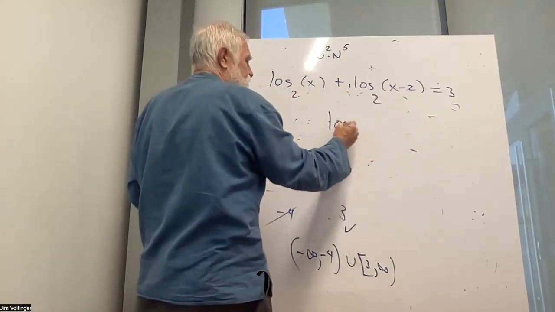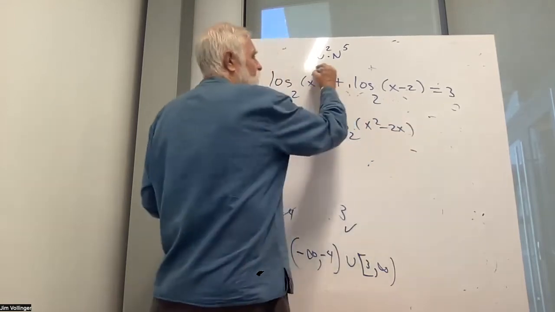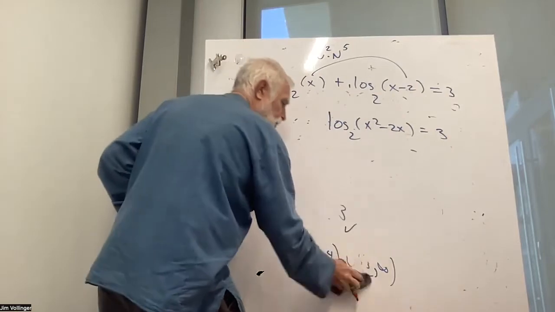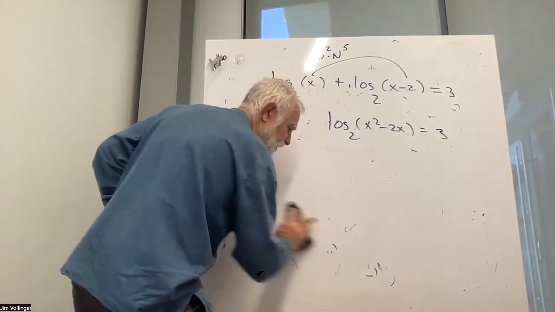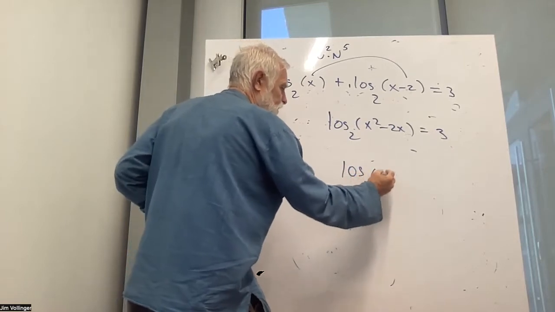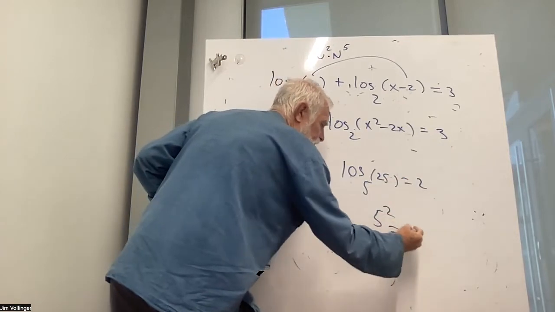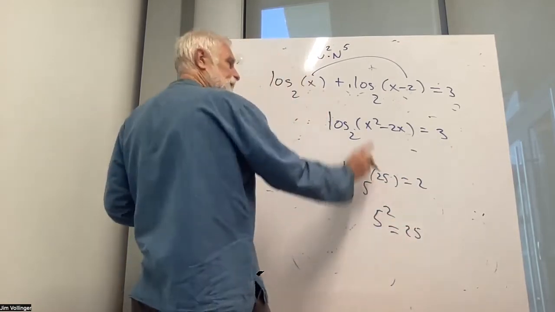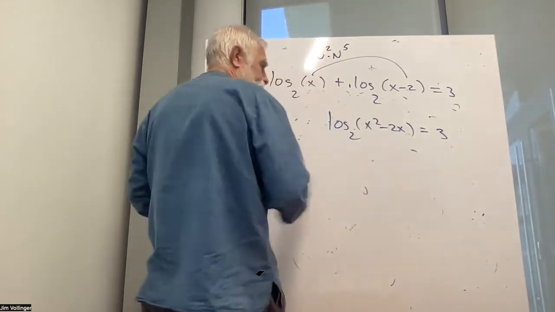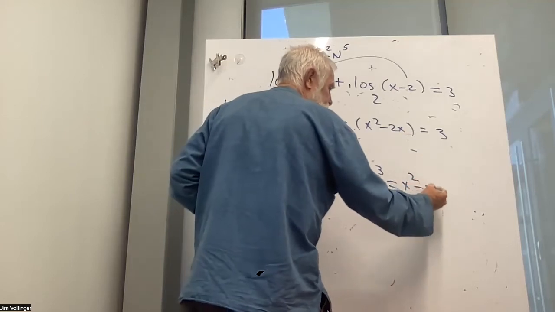So I'll write this now as a single quantity situation. So I'm multiplying that times that. That equals 3. You're trying to rewrite that so it makes more sense to you. Here's a problem that I hope makes more sense to you. Log base 5 of 25 equals 2. We can see 5 squared equals 25. So we apply what we see here to this problem now. So 2 to the 3 equals x squared minus 2x.